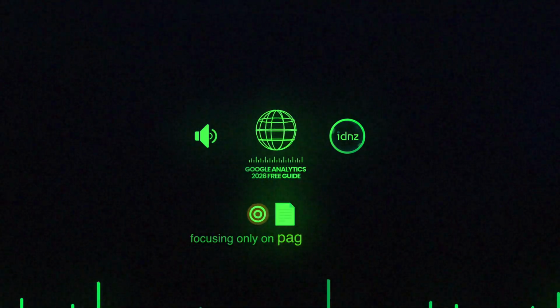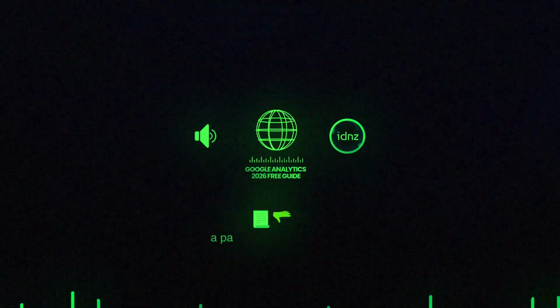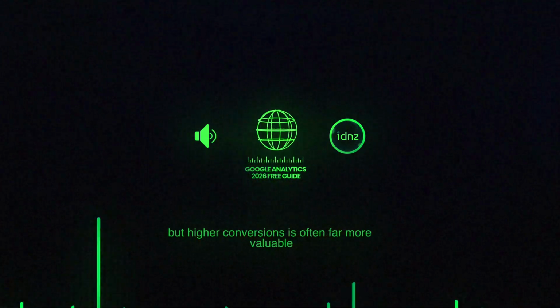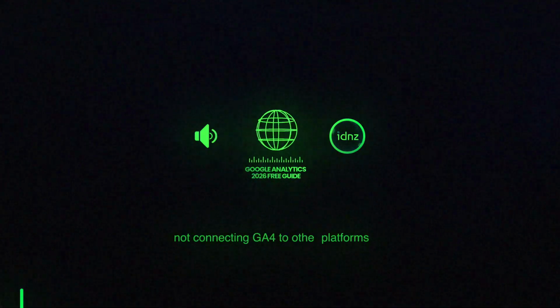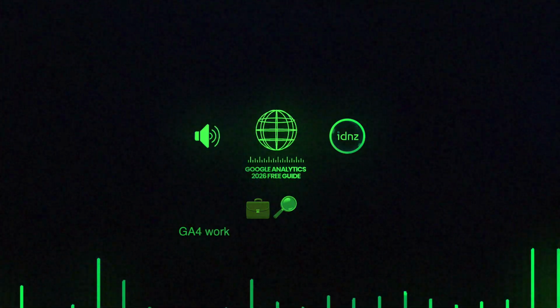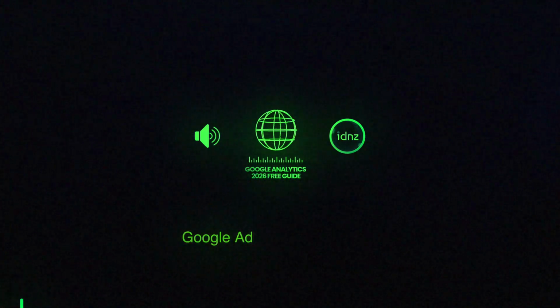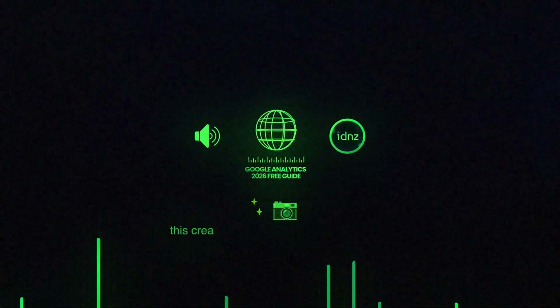Focusing only on page views. High traffic does not automatically mean success. A page with lower traffic but higher conversions is often far more valuable. Not connecting GA4 to other platforms. GA4 works best when connected to Google Search Console, Google Ads, CRM systems, e-commerce platforms. This creates a more complete picture of performance.